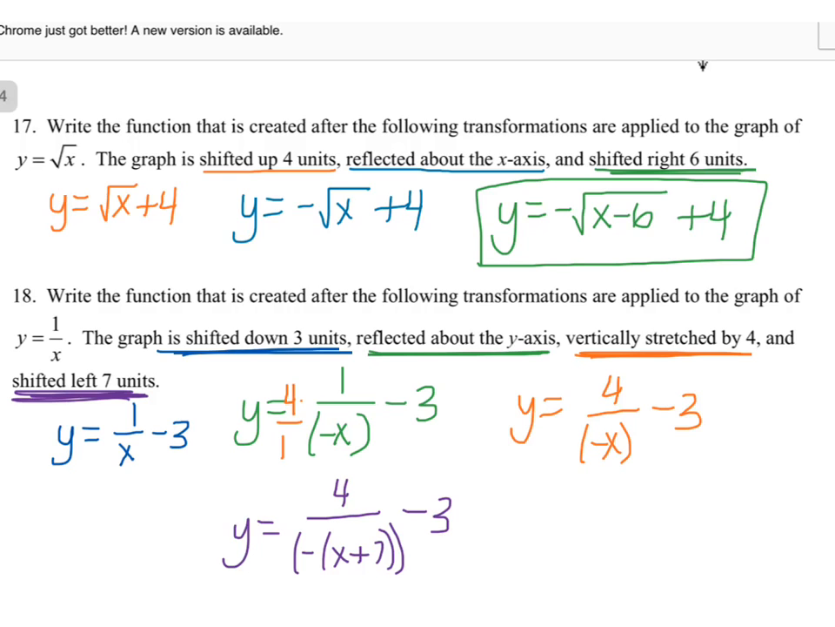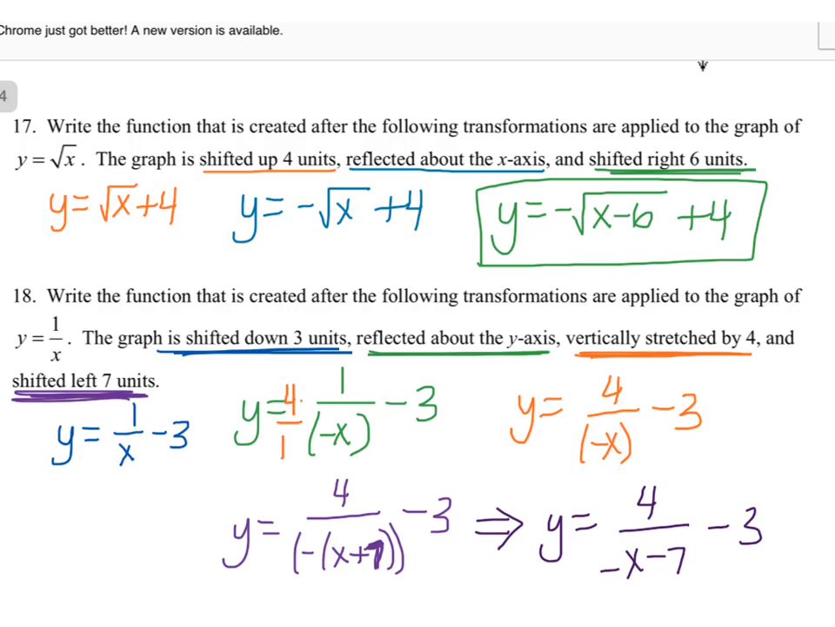If you move it to the left 7 and you don't put in extra parentheses, it's going to move it to the right, if on the bottom you just have negative x plus 7 and you don't have them separated out. So just do a quick double check. And really, if you wanted to, you can simplify this to y is equal to 4 over negative x minus 7, minus 3. But I think for that one, it's not necessary to simplify it out.